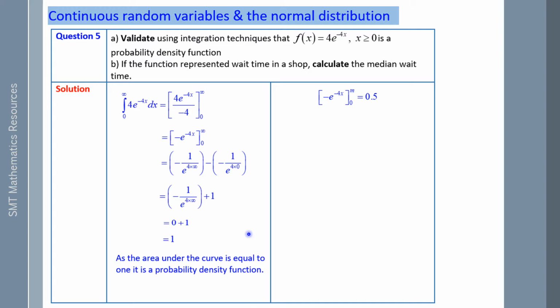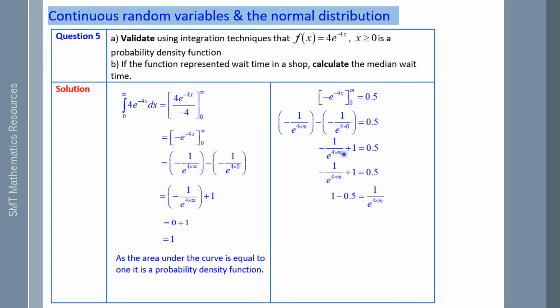The next question is to work out the median wait time. So a definite integral between 0 and some value m has to equal 0.5. Since we've already evaluated the integral here before, anti-differentiated, we can sub in m and sub in 0. Similarly, this one's going to turn into a 1. This is negative 1 over e to the 4m.